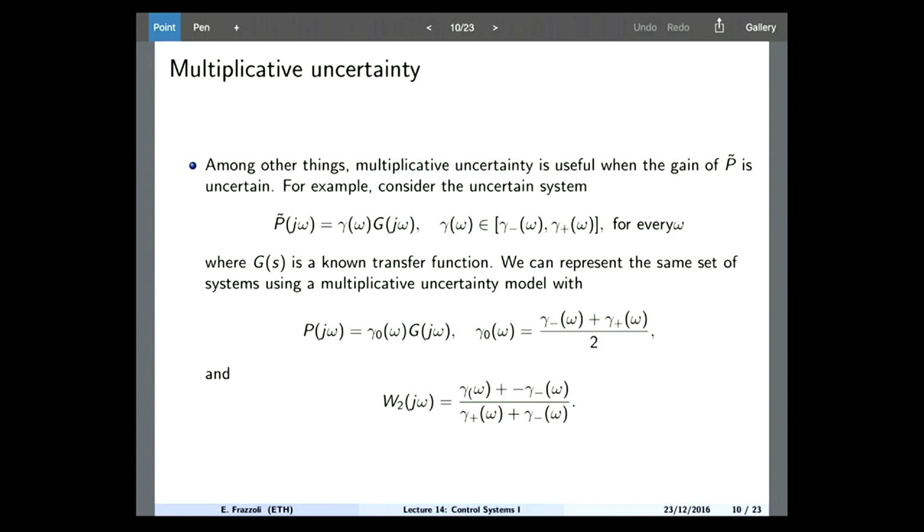And then omega 2 will be given by this quantity. So essentially, sorry, this should be a minus. This is the difference between the two bounds over the sum of the two bounds. Then you can verify that if I use the multiplicative uncertainty model with this omega 2, it will actually allow me to capture all possible real plants, even though I do not know exactly what gamma actually is.